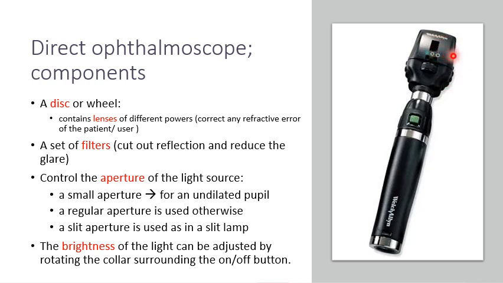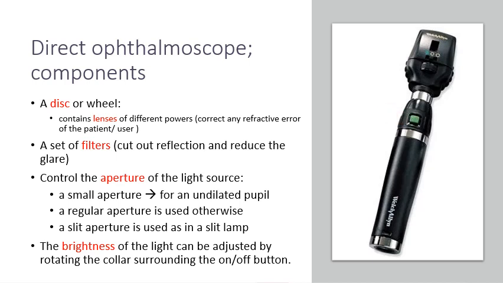So there is a small spot of light which is used when the pupil is not dilated, and then there is a large spot of light which is used when the pupil is dilated, and there is a slit aperture which can be used as a primitive slit lamp to appreciate the depth of the anterior chamber of the eye. The brightness of the light can be adjusted with a rheostat. So there is like a rotating collar here, in which we press and rotate to turn on the light and control the intensity.